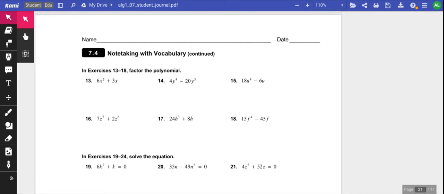Hello, everyone. Today we are just going to get through the second part of 7.4. Yesterday we were talking about how to solve these different polynomials that were already in factored form. Today we're really just going to get into how do you actually do that yourself? How do you go through and factor these polynomials?